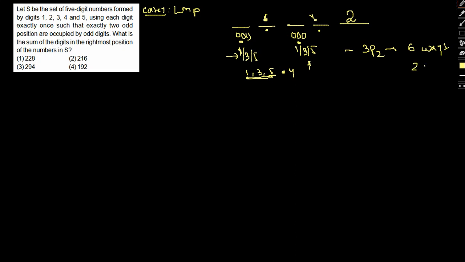I hope these points are clear. So this can be done again in 2 ways. Therefore in this regard there are a total of 6 into 2, that is 12 ways.